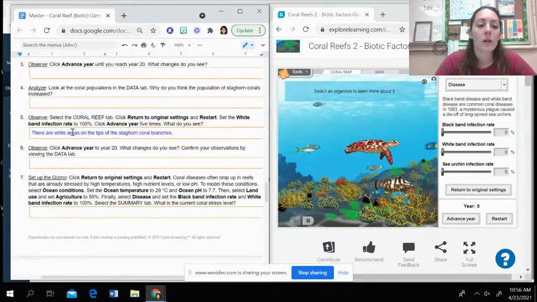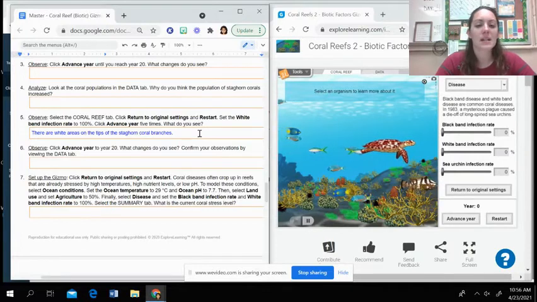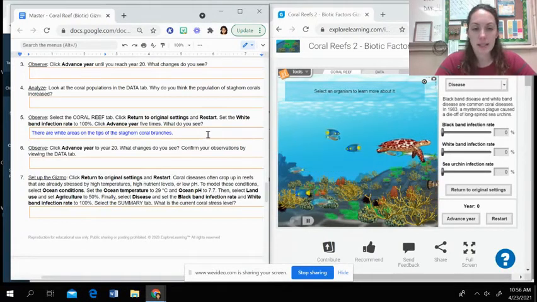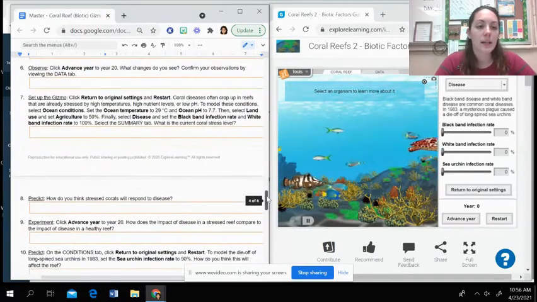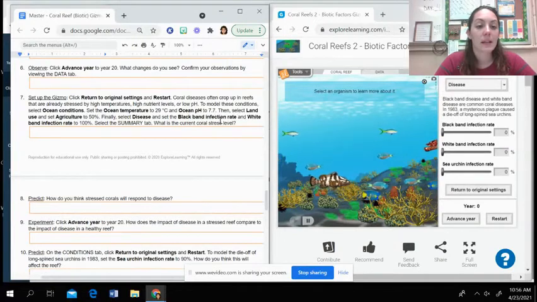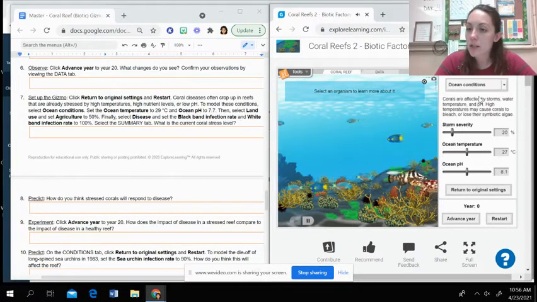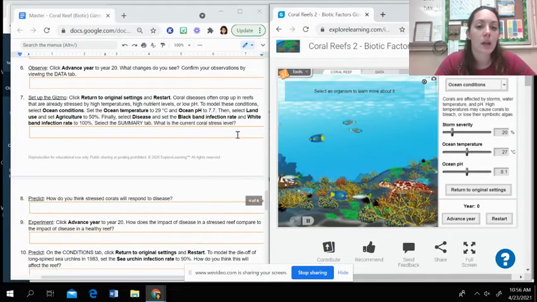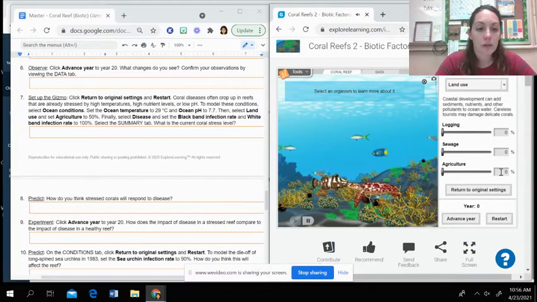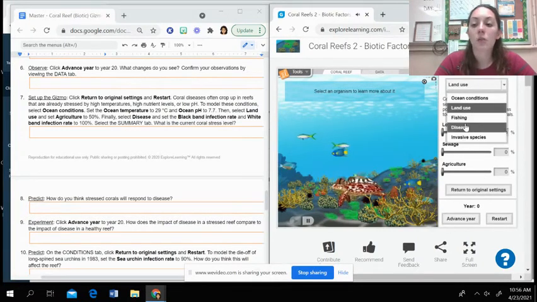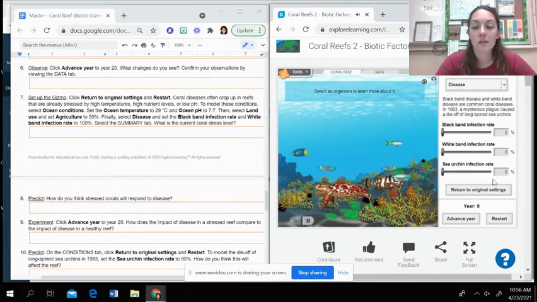Now, I did give you one question here already because it was kind of hard to see this disease happening, but this is what it is so you can notice it. Then what you'll do is in the end here, the question 7, you're going to change some other ocean conditions. So you'll have to go back to the ocean conditions tab and then set your parameters to what it says. Then you're going to go to the land use tab and set the agriculture to what it needs. Then you're going to go to the disease tab and change the infection rates.